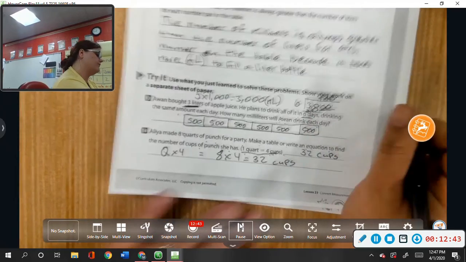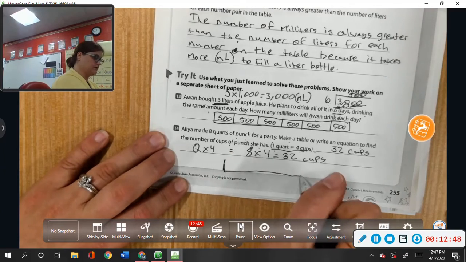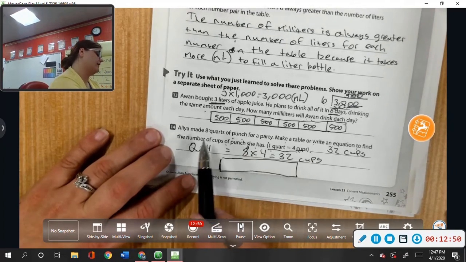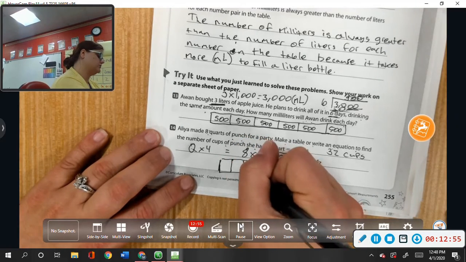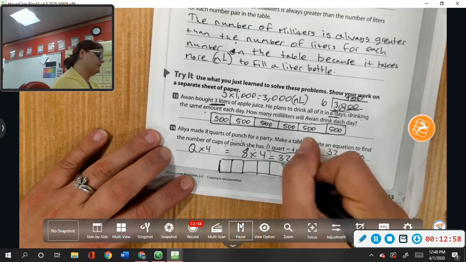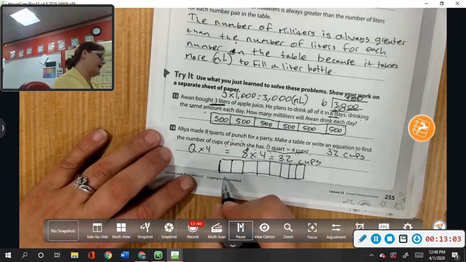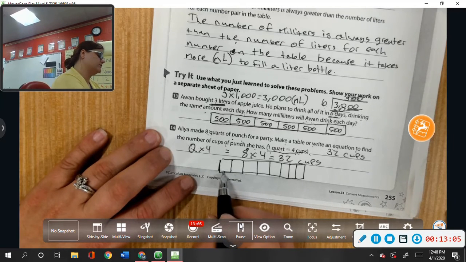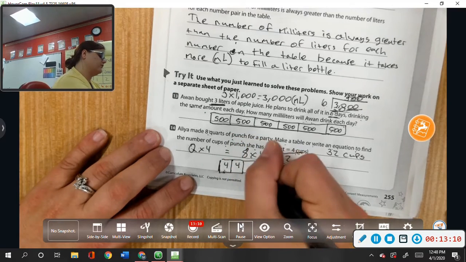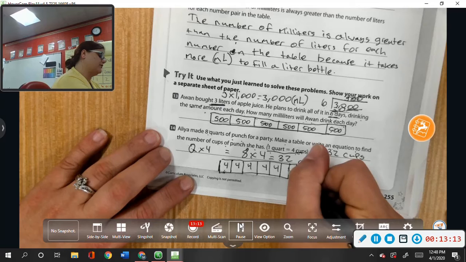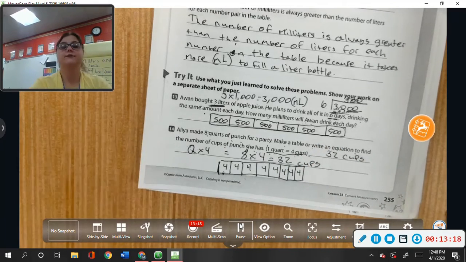If you wanted to do a bar model, you would just simply say, all right, here's our bar. We have 8 quarts, so we have 8 groups. 1, 2, 3, 4, 5, 6, 7, we'll just add 1 over there, 8. And each of these is equivalent to 1 quart, and 1 quart is the same as 4 cups. So we're going to put 4 in each of our groups. And we can use repeated addition, or you could just simply make the multiplication sentence from that.